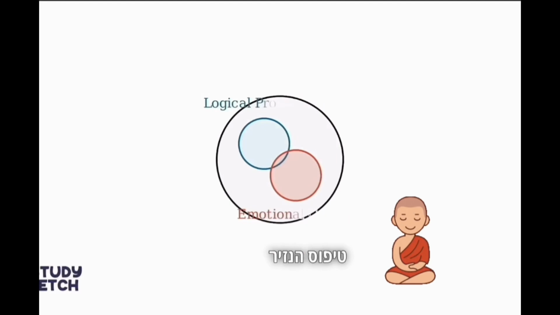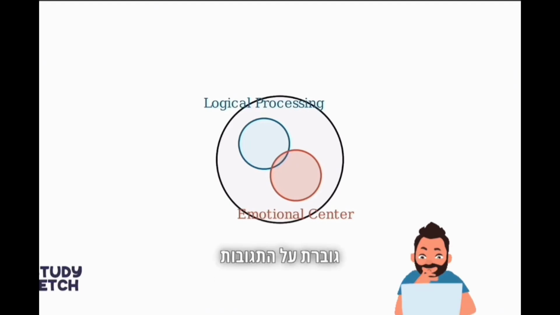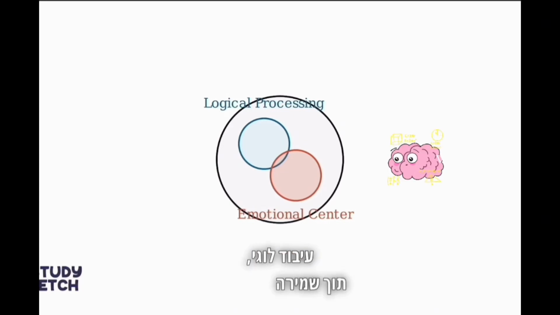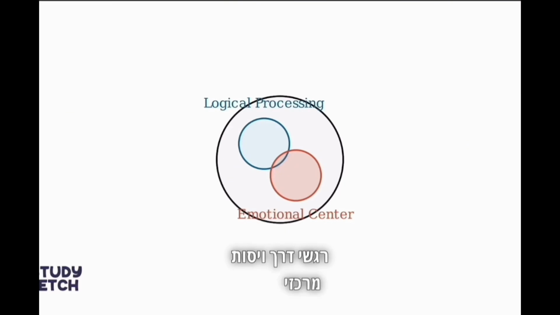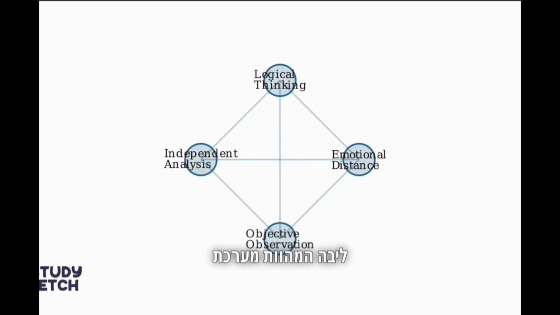The analytical monk personality type is characterized by a unique cognitive structure where logical processing dominates over emotional responses. Their brain shows enhanced activity in regions associated with logical processing while maintaining emotional distance through regulated activation of emotional centers. The analytical monk exhibits 4 core traits that form an interconnected system of cognitive processing.